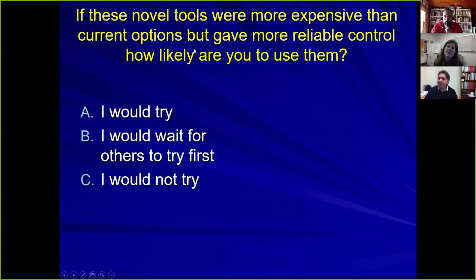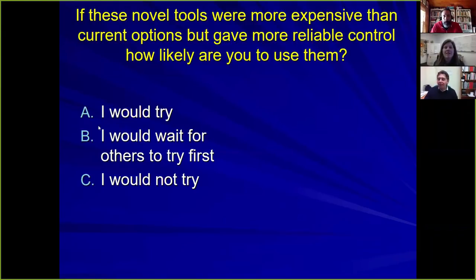I should say, were more expensive than current options, with more reliable control, how likely are you to use them? So if you would try them again, you press A. If you would wait for others to try first, again, you would go B. And if you would not try, you would press C. So again, most of you would try, some of you a little bit more hesitant this time around.